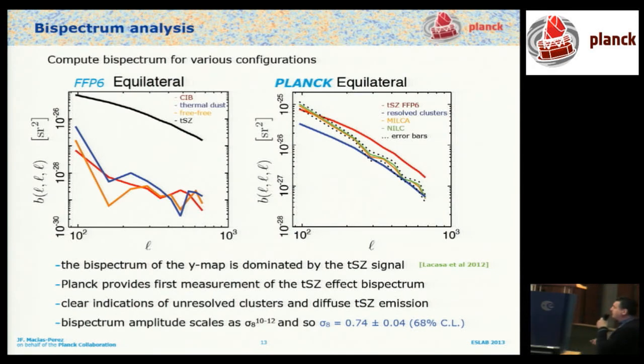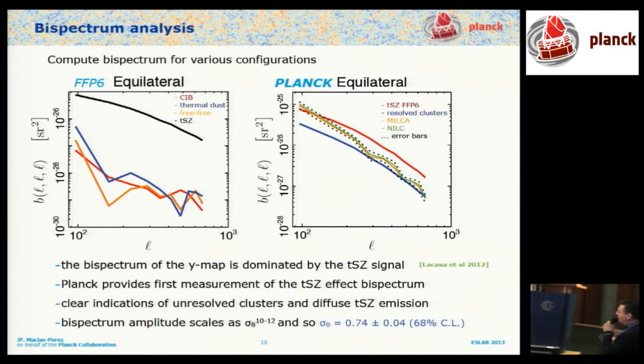A similar analysis was done for the bispectrum. So we computed the bispectrum for various configurations, and this time we really use it directly on the original map. So you can see here, again for the simulations and from the Planck data, the bispectrum for the equilateral configuration, as presented yesterday by Sabino, as a function of multipole L. And here you have the foreground component for the CIB, CIB-free and thermal dust. And here you have the expected TSZ signal.